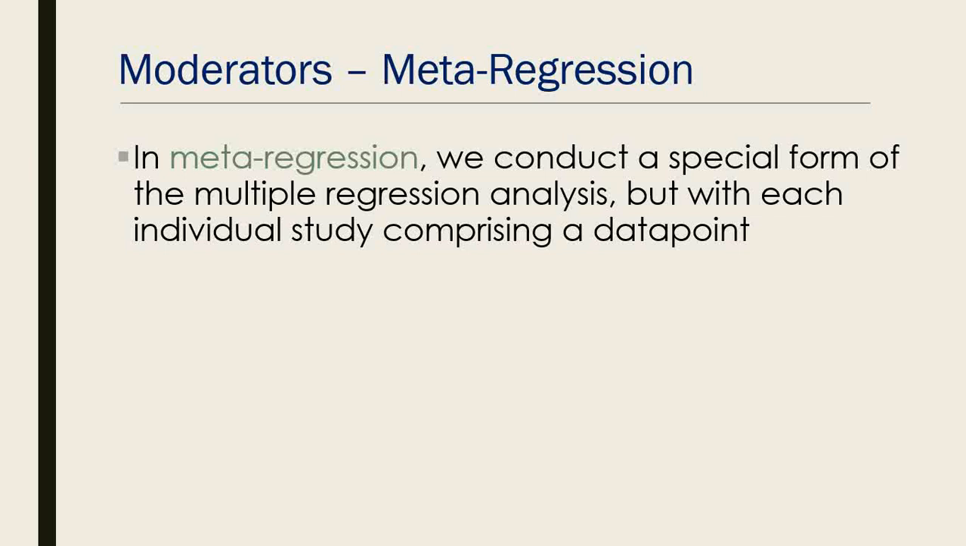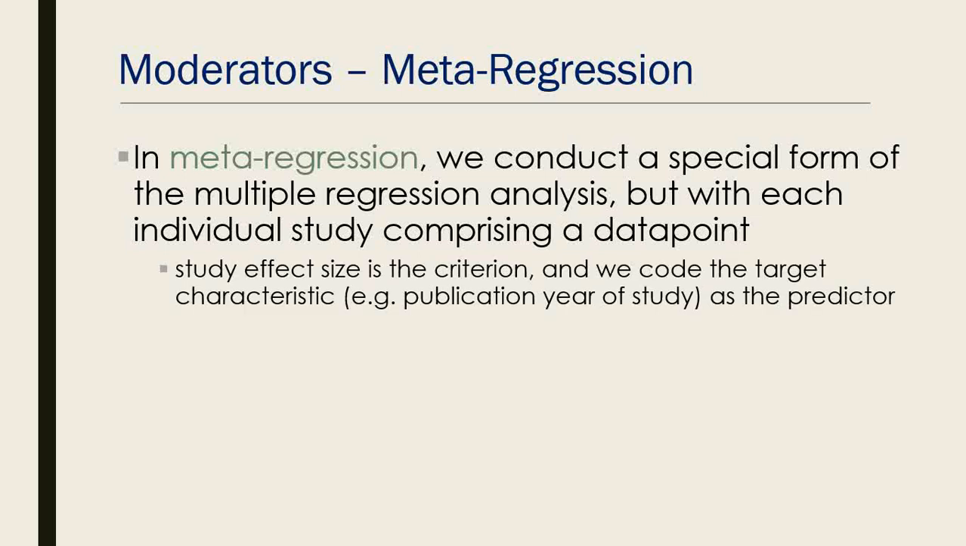Now, in a meta-regression, we conduct a special form of the multiple regression analysis that we're all familiar with. But the variation is that each individual study comprises a data point in the scatter plot. So the study effect size is the criterion on the y-axis, and we code the target characteristic, for example, the publication year of the study, as the predictor.